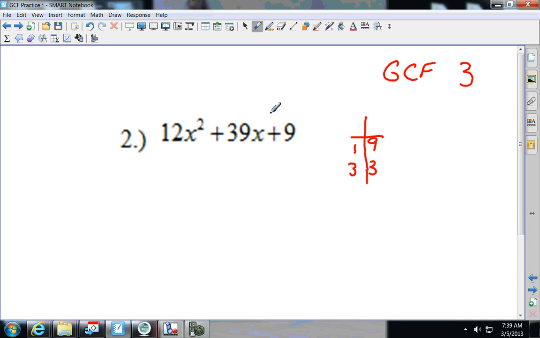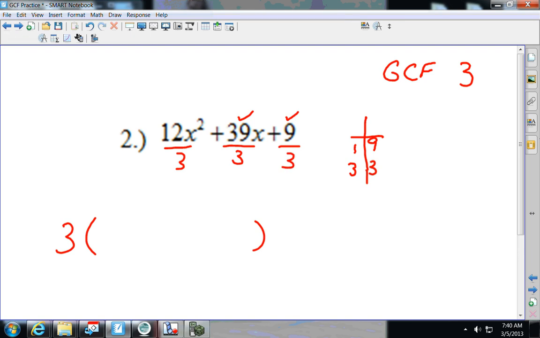If you don't know that, go to the calculator and put in just 2 of the numbers. Take that smaller number and one of the other ones and do the GCF thing. It will come up with 3. So I'm going to pull out a 3, and I need to write what's left. So I divide every term by 3. 12 divided by 3, 4x squared. 39 divided by 3, 13x. 9 divided by 3, plus 3.